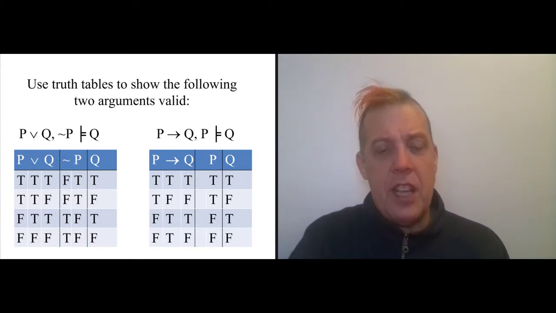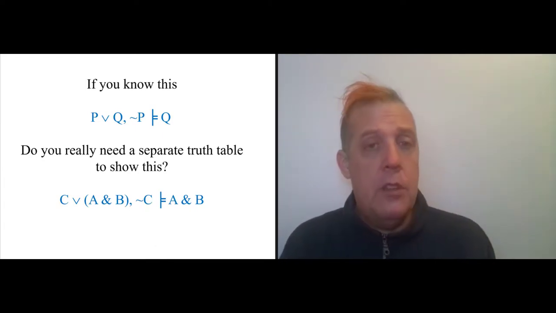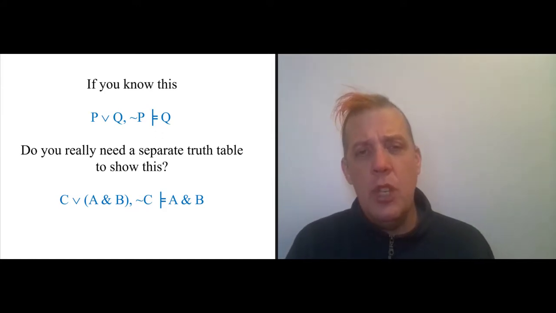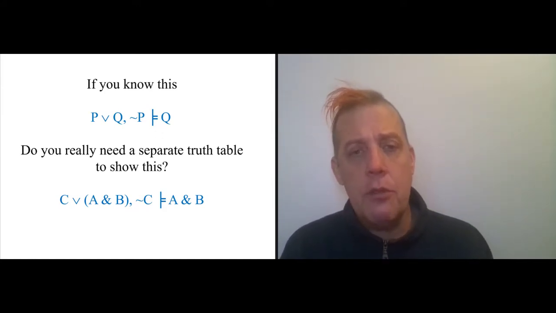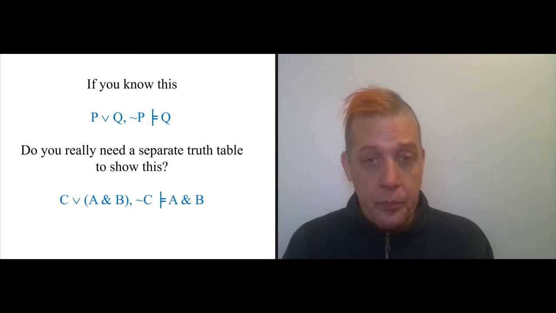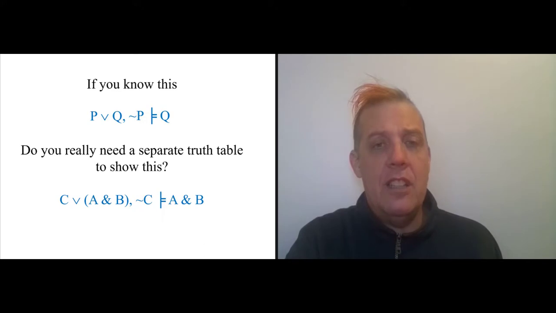Now let's think for a second, though. If you knew, which we just proved, that P or Q and not P implies Q, would you really need a separate truth table to show this longer thing? C or parentheses A and B, comma, not C, therefore A and B. I mean, look at this. These actually line up, right?